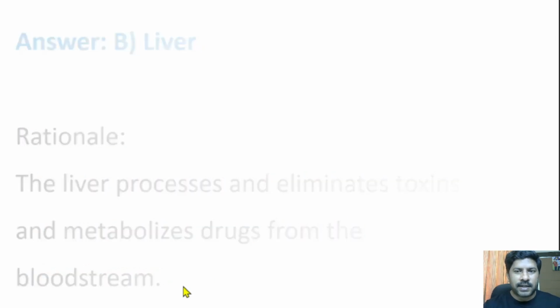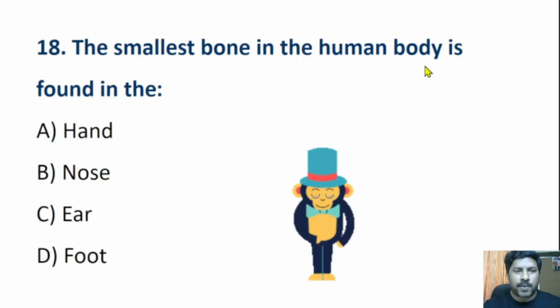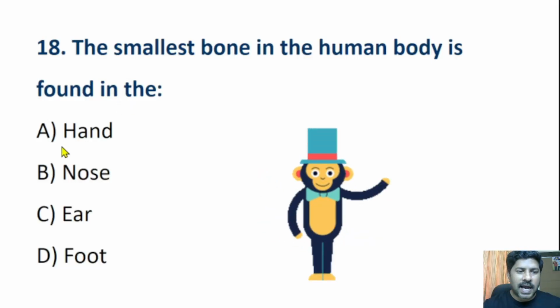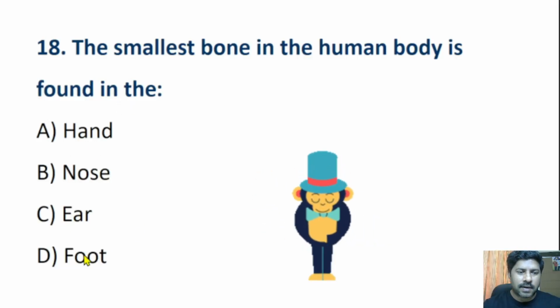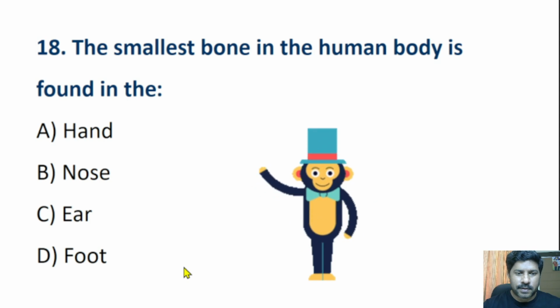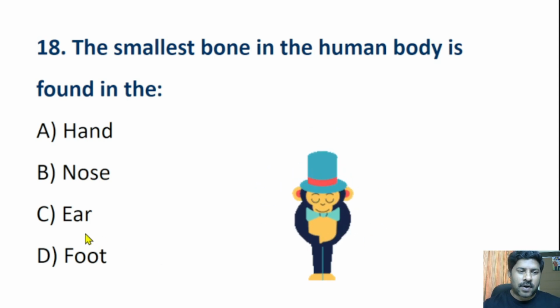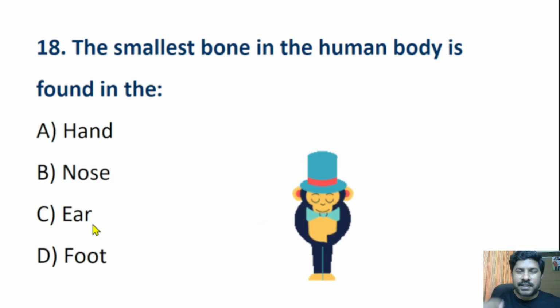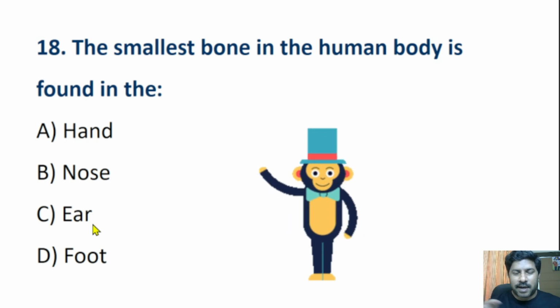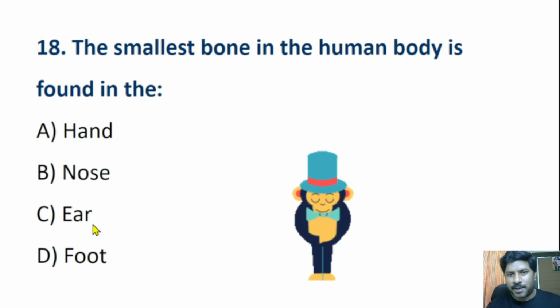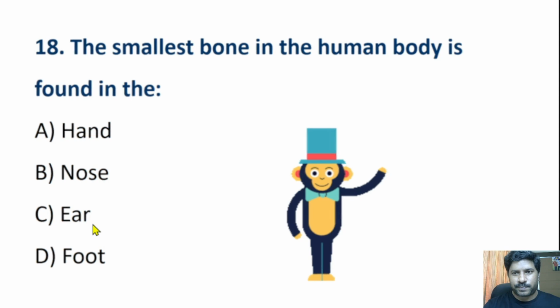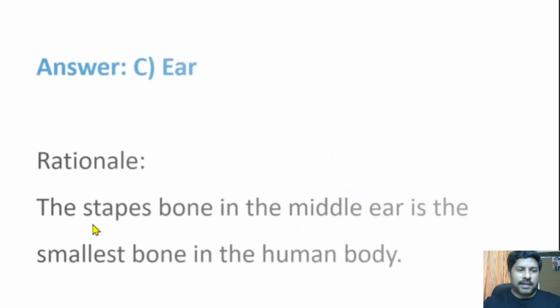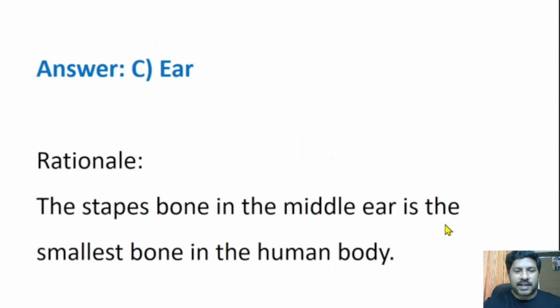Then 18th question. The smallest bone in the human body is found in the hand, nose, ear, foot. The correct answer is option C, that is ear. The smallest bone name is stapes. So another question will come, which is the largest bone in our human body? So that you can comment below. Largest bone. Stapes bone in the middle ear is the smallest bone in the human body.